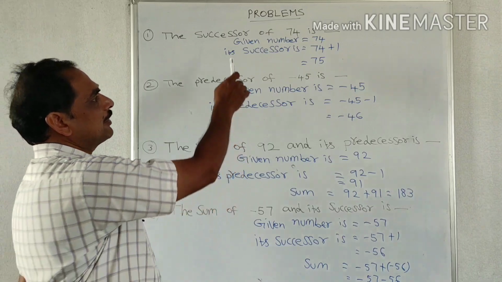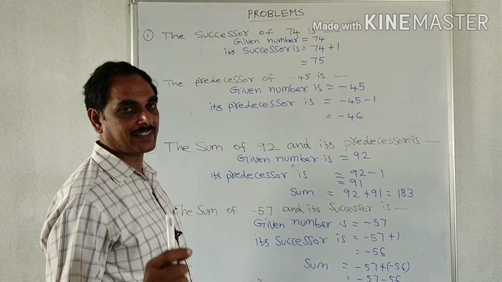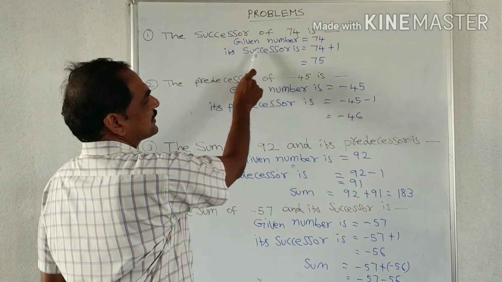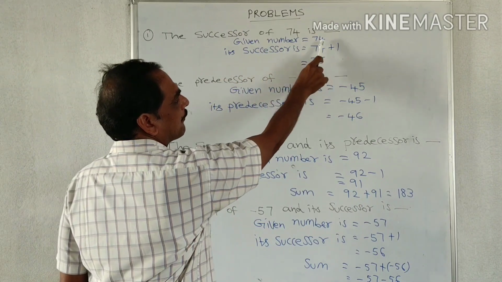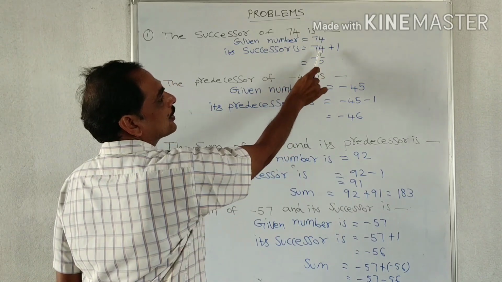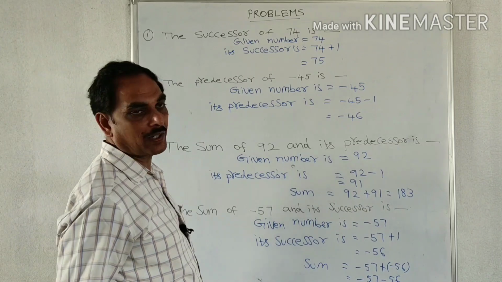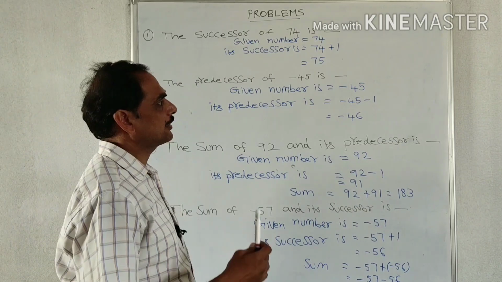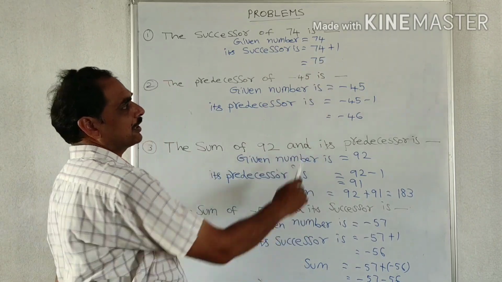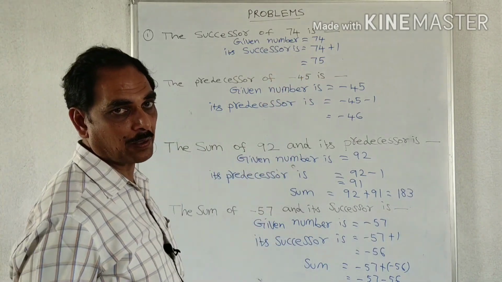So here the given number is 74. Now we are going to find the successor of 74. To find its successor, we add 1 to the number. So 74 plus 1. Both are positive. We already know that 74 plus 1 is equal to 75. So 75 is the successor of 74. This is the first problem.